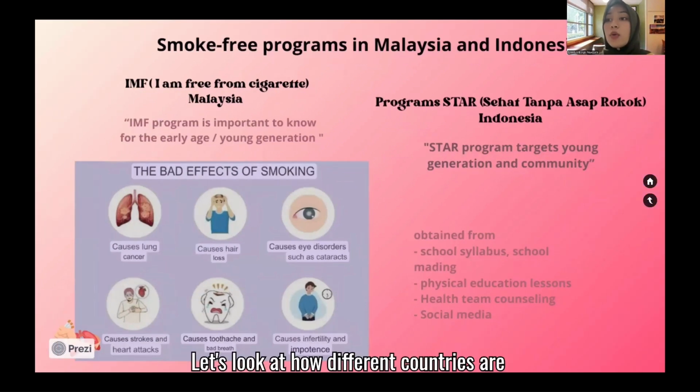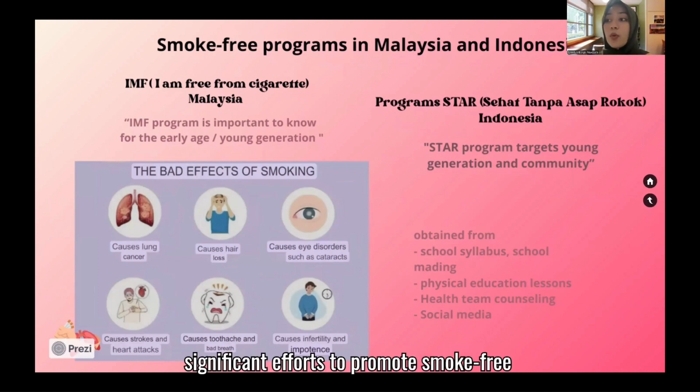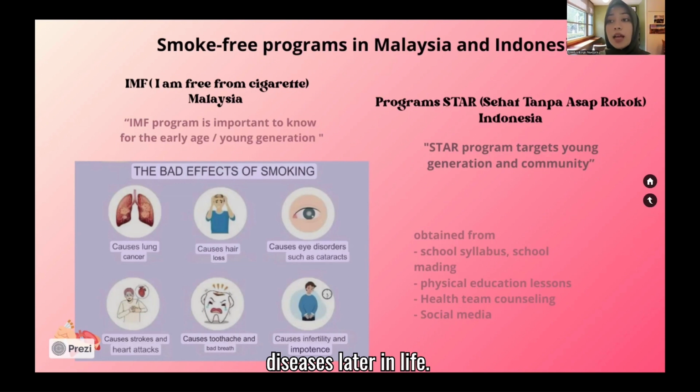Let's look at how different countries are tackling the smoking epidemic. In Malaysia and Indonesia, there are significant efforts to promote smoke-free environments, particularly targeting young people. In Malaysia, the IMF or I Am Free from Cigarettes program is one of the initiatives that aim at educating the younger generation about the dangers of smoking from an early age. This awareness is crucial as preventing smoking in youth can drastically reduce the prevalence of smoking-related diseases later in life.